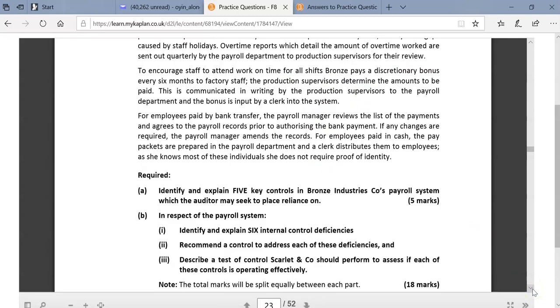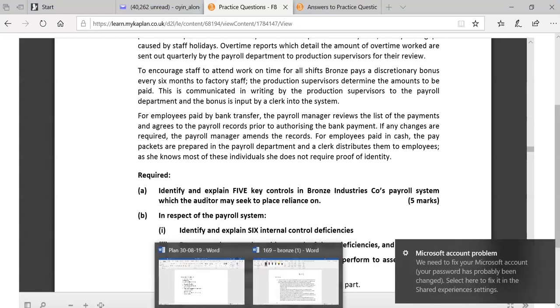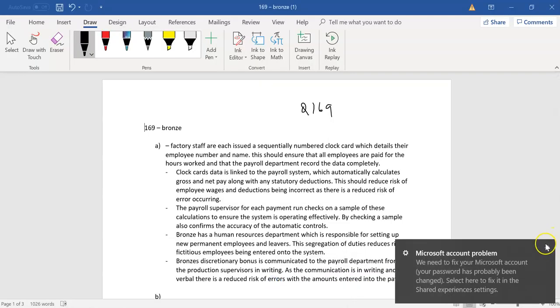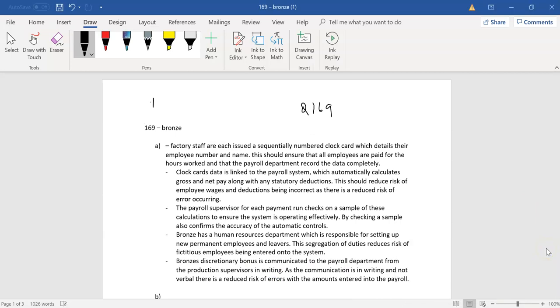I'm going to go through your work quickly. The first part says identify and explain five key controls. If you're asking whether this payroll system works, ultimately I want to know what the payroll system is. And when I say system, I mean from the very beginning, how we bring staff into our system, how we record their wages and ensure these figures are put into the system correctly, to when they are eventually paid.